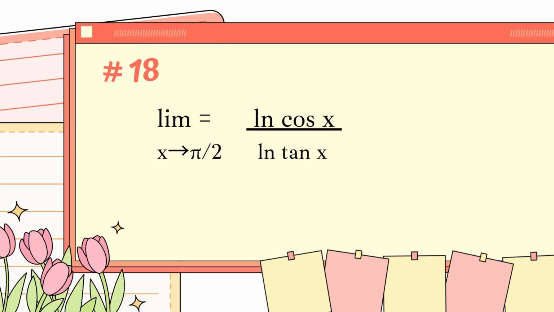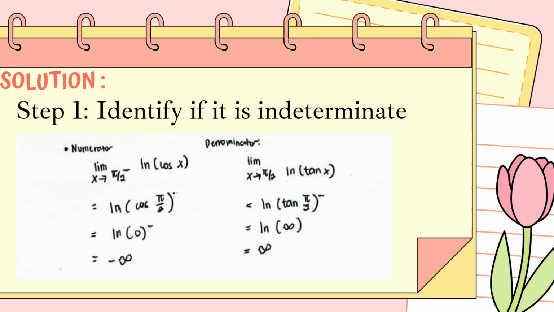We have item number 18, limit of ln cosine x over ln tangent x, where x approaches pi over 2. Step 1 is to identify if it is indeterminate or not. I solved the numerator and denominator separately to identify if it is indeterminate or not.